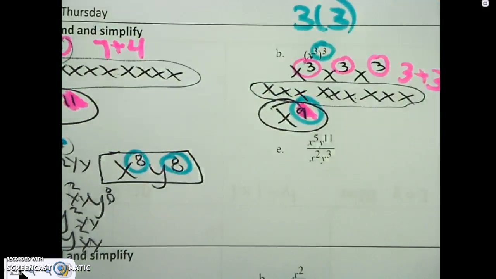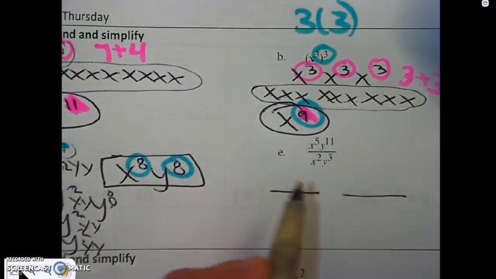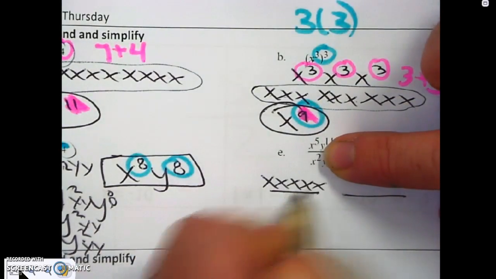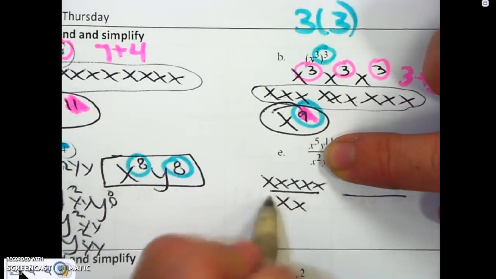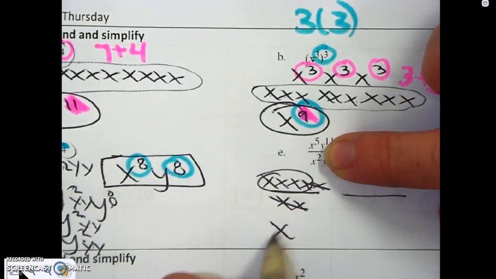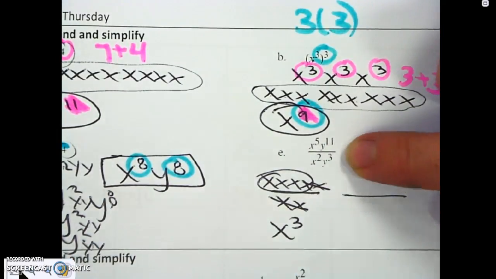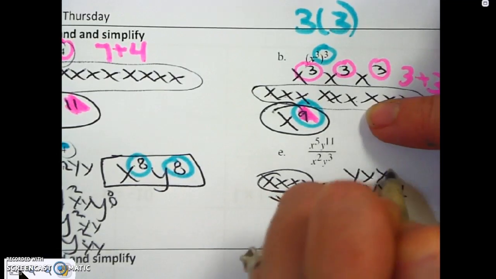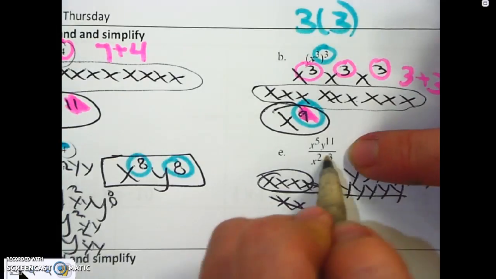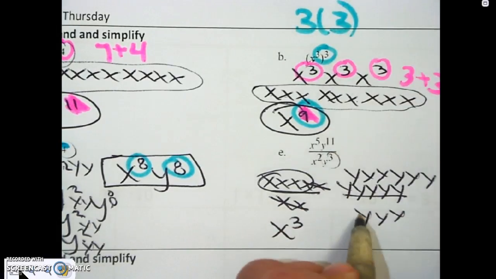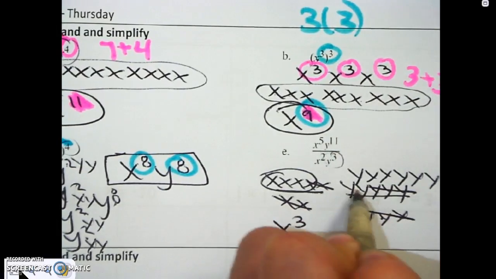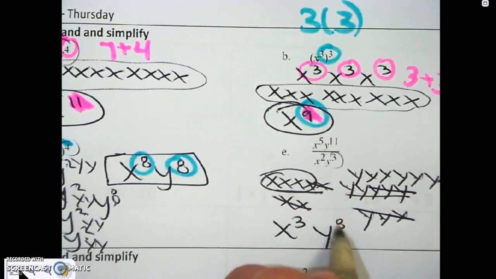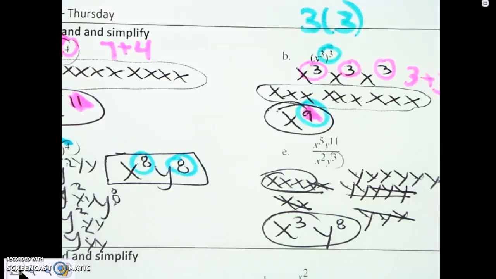Okay. I'm going to do this one separate. I'm going to just look at the x's. So I got 5 here, and 2 there. Boom, x cubed. Focus on the y's. I count 11 on top and 3 on the bottom, which leaves 8. So y to the 8th. That's one way to do it.